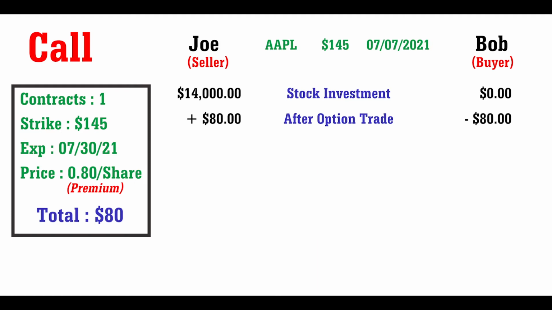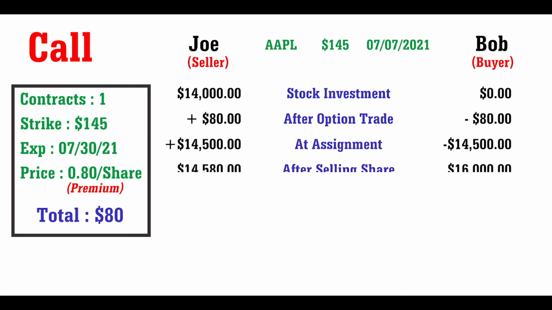Let's look at the first scenario, where the Apple price is higher than the strike price of 145. Let's assume that Apple is trading at $160 per share. In this scenario, it will be profitable for Bob to exercise the call option and get the stock at 145, because he could sell the shares at 160 and make $15 profit per share. Since the contract is 100 shares, he will make a profit of $1,500. Bob already paid $80 to buy the contract, so his actual profit will be $1,420. So in this case, Bob's $80 investment turns into $1,420.